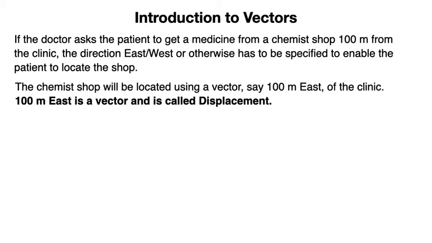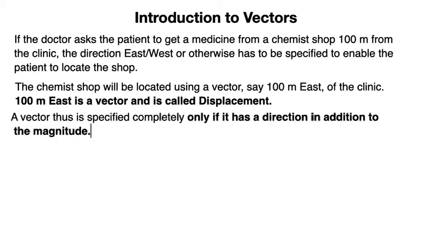We call it displacement. In the previous example, 6 kilometers was a distance. Here 100 meter east is displacement, it is a vector. Distance is a scalar quantity. A vector thus is specified completely only if it has a direction in addition to the magnitude. We can represent a vector graphically.